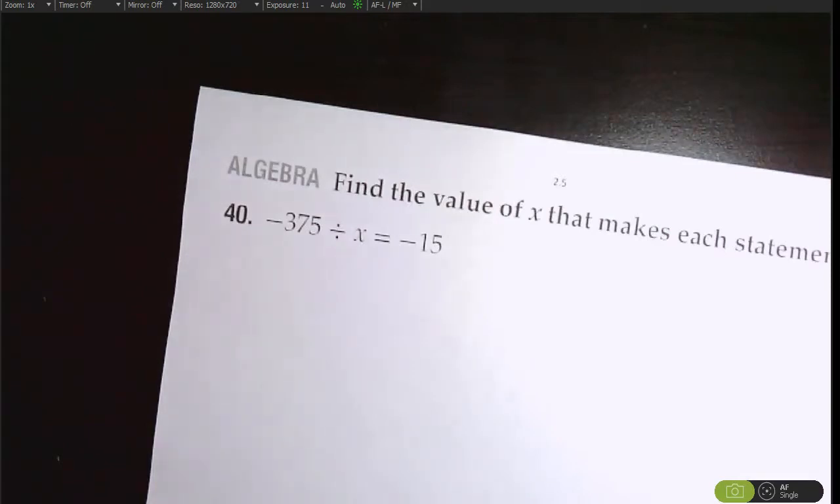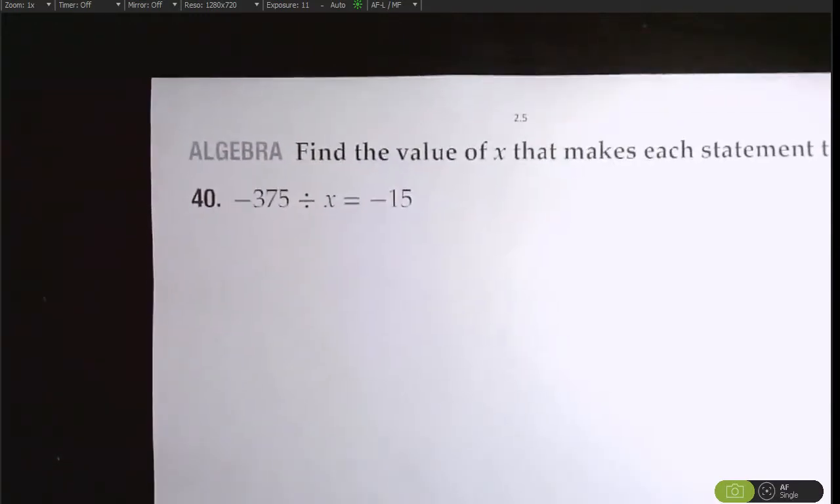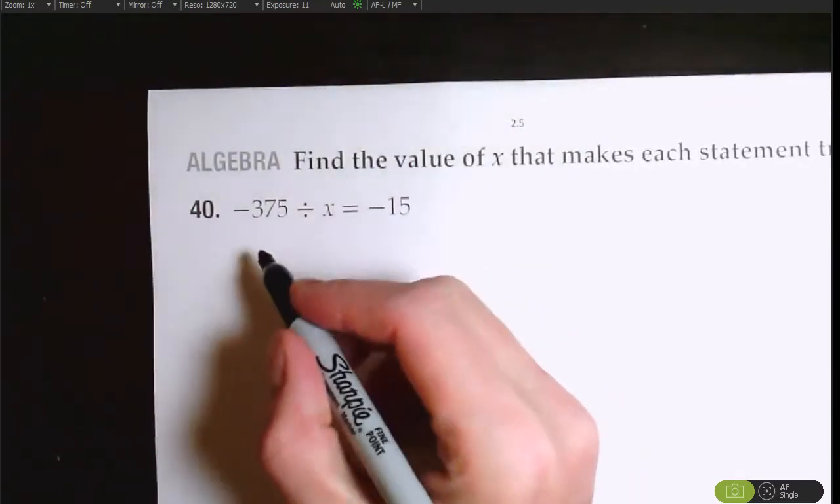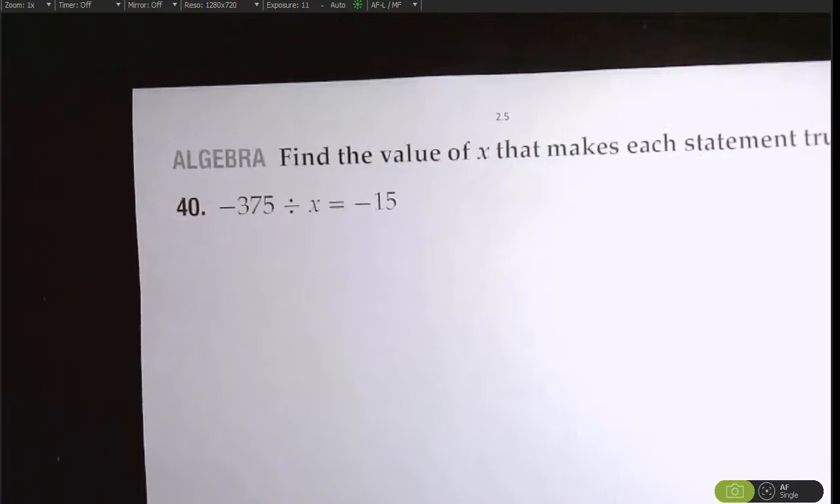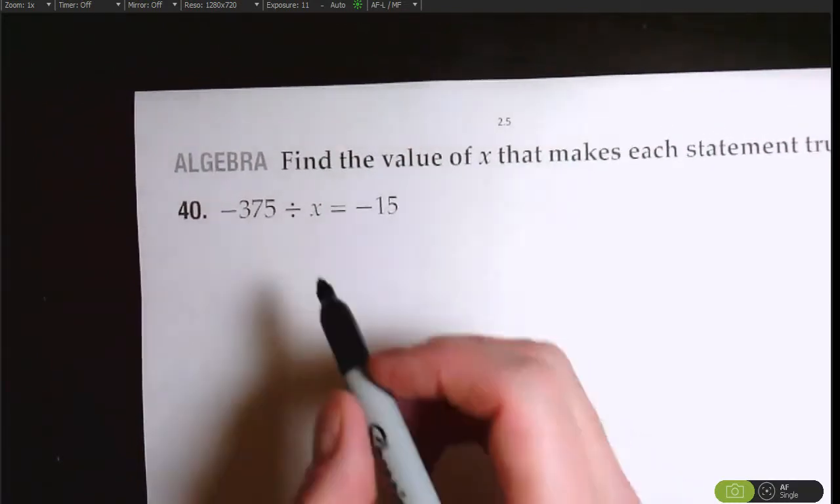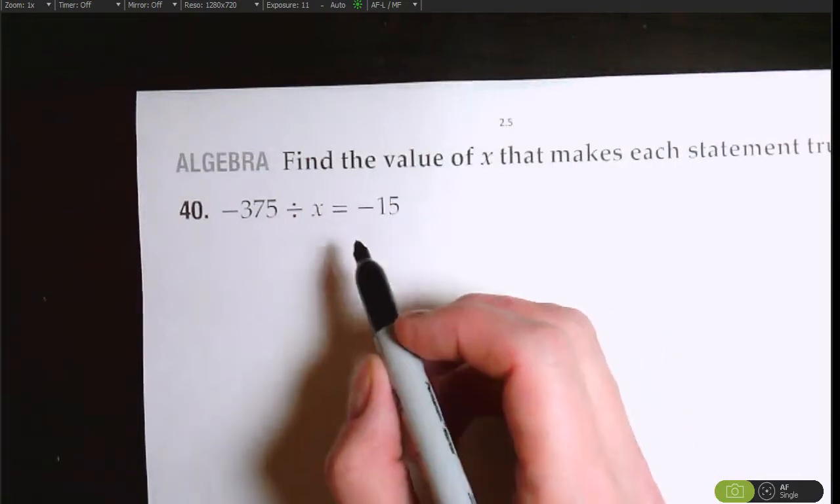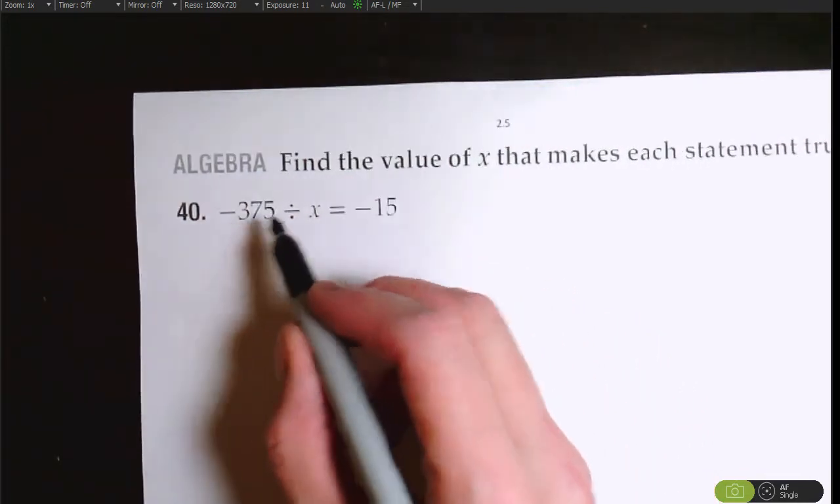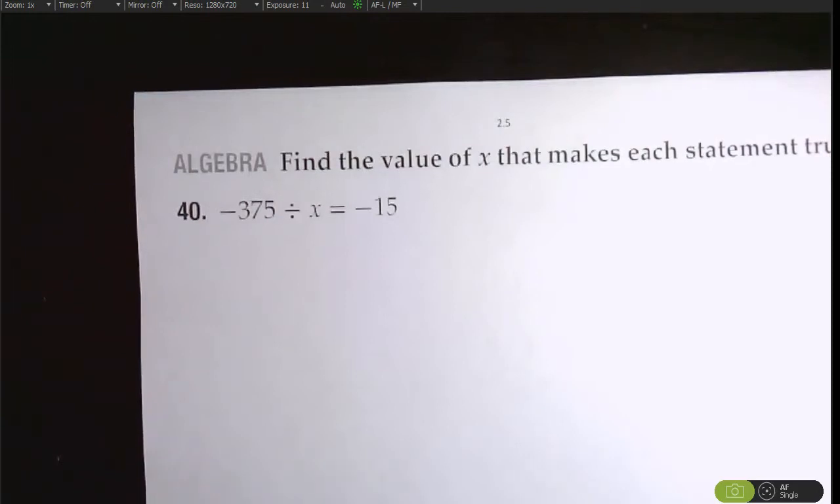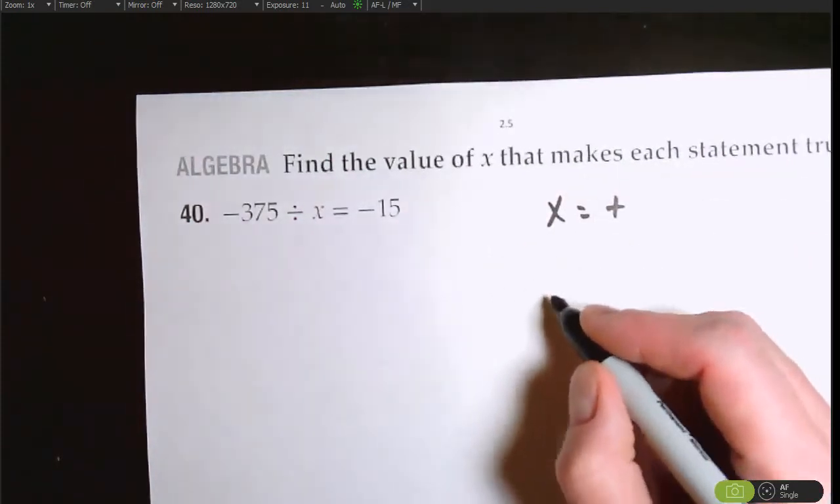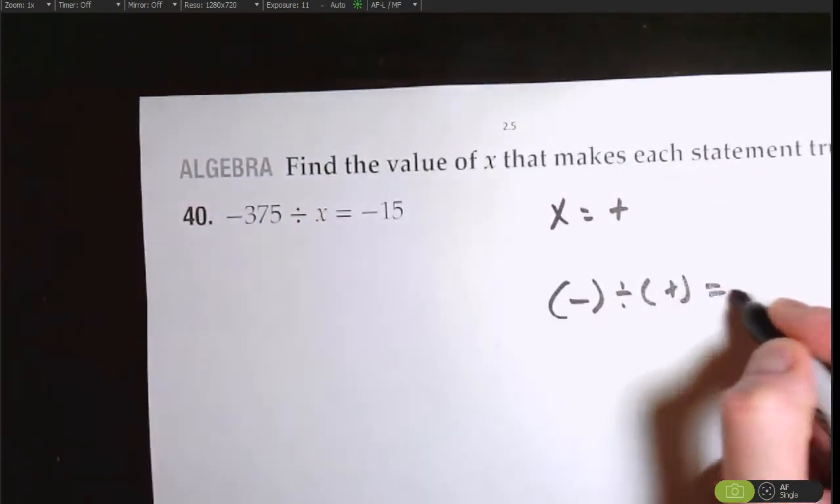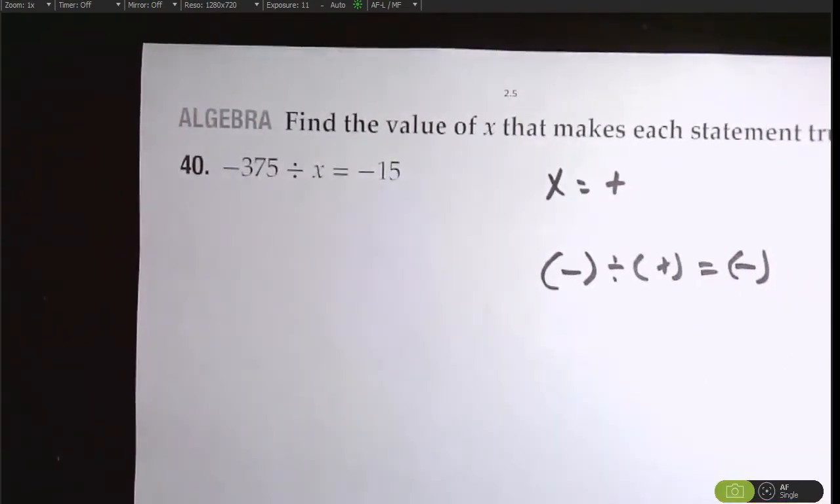And then last but not least, number 40. Find the value of x that makes each statement true. So the question is, what would I have to divide negative 375 by to get negative 15? Okay. Now, I've got negative divided by something equals negative. So, I know that x has to be positive because negative divided by positive equals negative. The question is just now, what is that number?